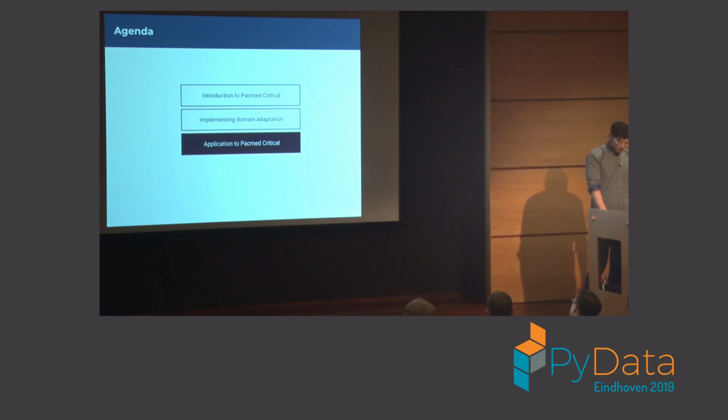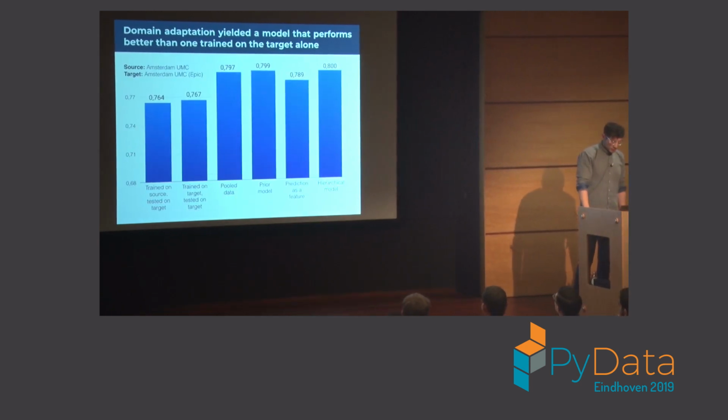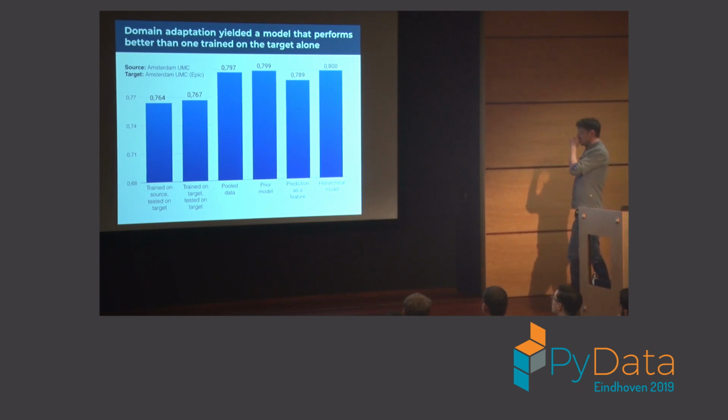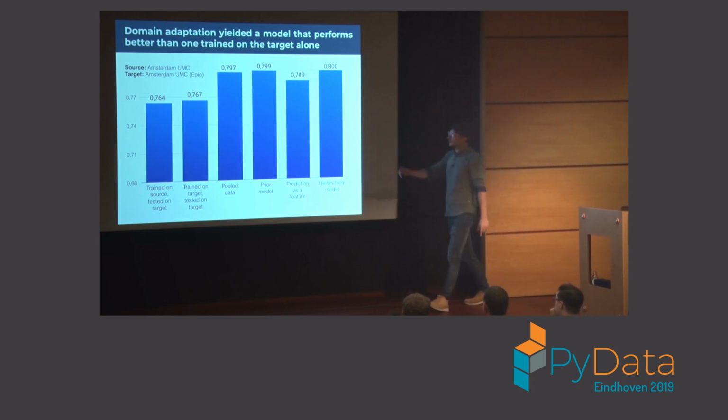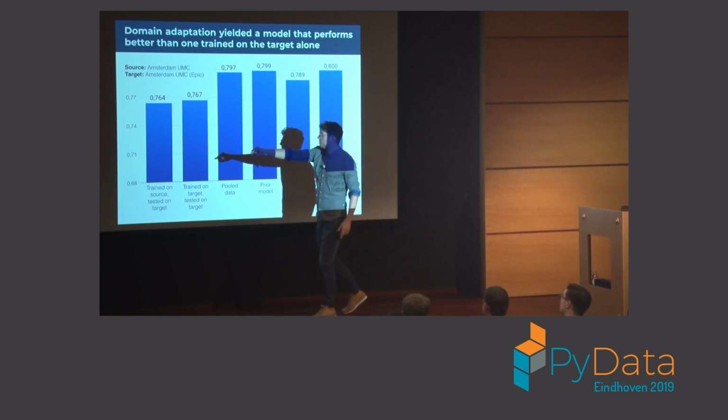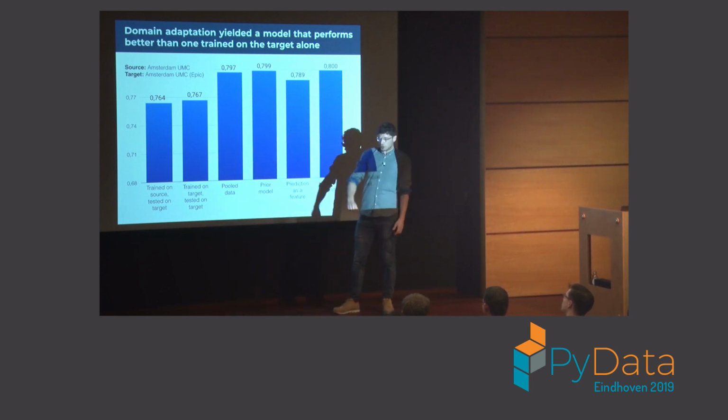Yeah, let's see what works best, at least in the case of PacMed Critical. So this first slide shows you the results of the first validation that we did, the one before 2017 and after 2017. We were starting from around 0.76. That's the first column on the left.